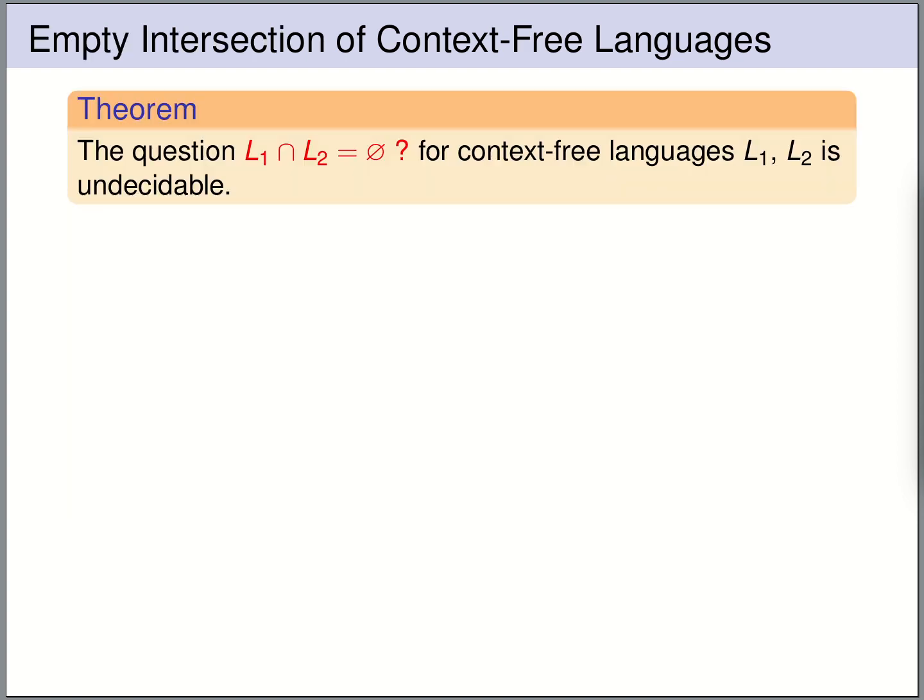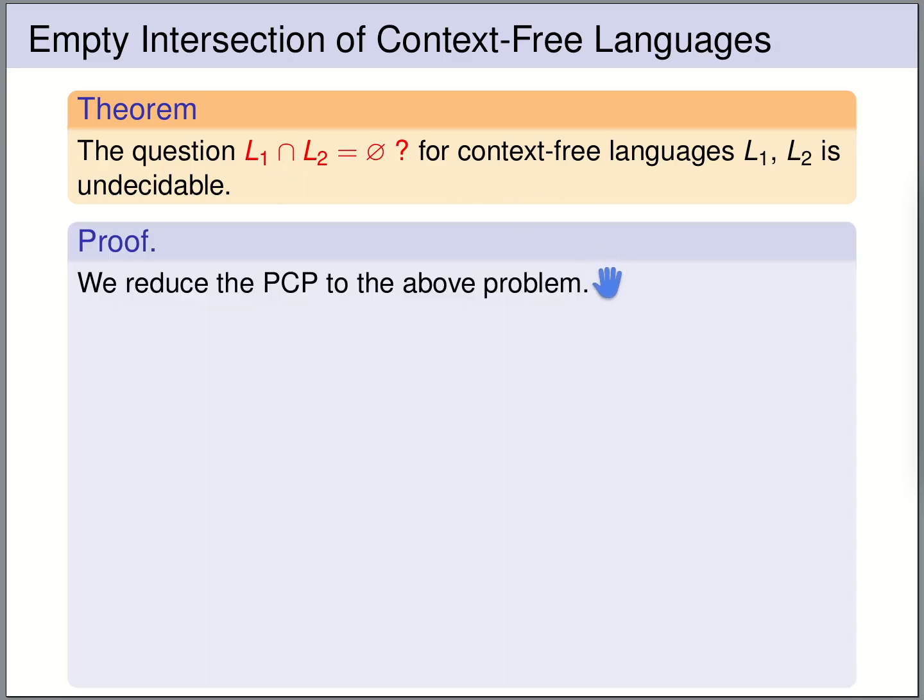We are going to prove now that the problem of emptiness of the intersection of context-free languages is undecidable. So for context-free languages L1 and L2, given in the form of context-free grammars, it is not decidable whether they have an empty intersection or not. And in order to prove this, we are going to use a problem that we already know is undecidable. We are going to use the Post Correspondence Problem, and we will reduce it to the question of emptiness of the intersection of context-free languages. And then if this question would be decidable, then we would also be able to decide the PCP, and this would be a contradiction.